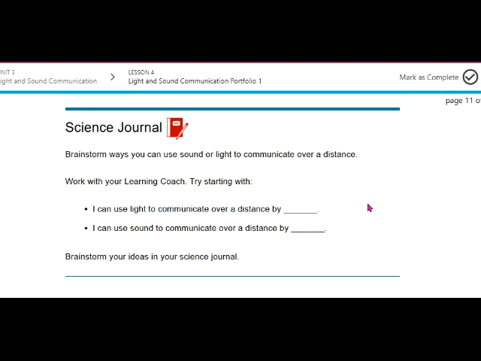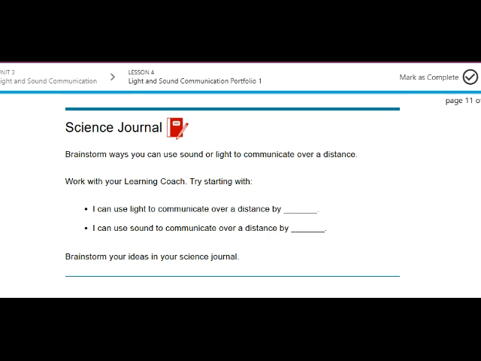Science journal. Brainstorm ways you can use sound or light to communicate over a distance. You can try starting with these sentence starters. I can use light to communicate over a distance by blah, blah, blah. I can use sound to communicate over a distance by blah, blah, blah. Brainstorm your ideas in your science journal.